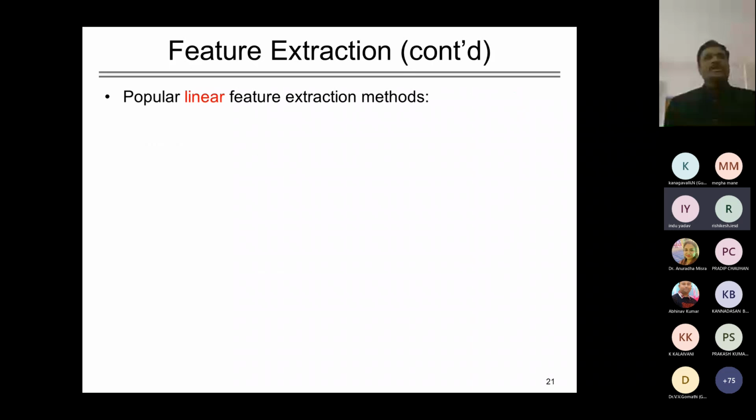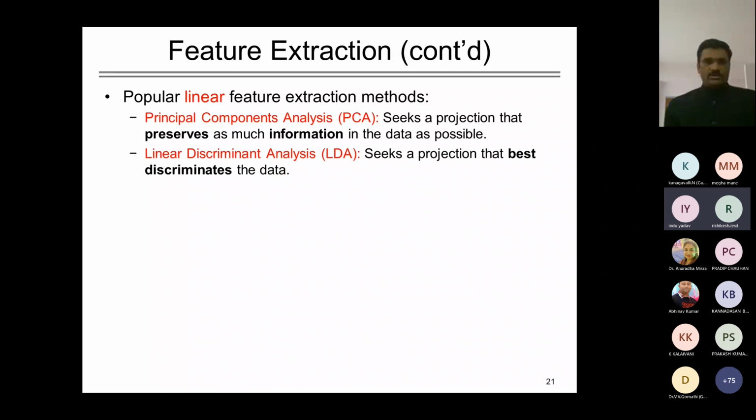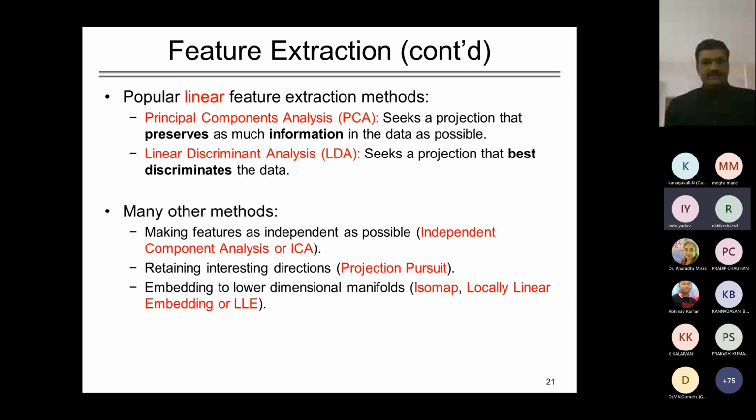Popular linear feature extraction methods: first is principal component analysis, that is PCA, which seeks a projection that preserves as much information in the data as possible. Then there is linear discriminant analysis, LDA. It seeks a projection that best discriminates the data. Many other methods are there, like making features as independent as possible, independent component analysis, ICA, then retaining interesting directions, projection pursuit, embedding to lower dimensional manifolds, Isomap, locally linear embedding, LLE.